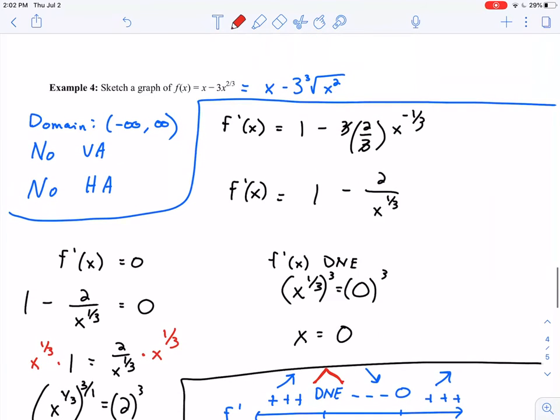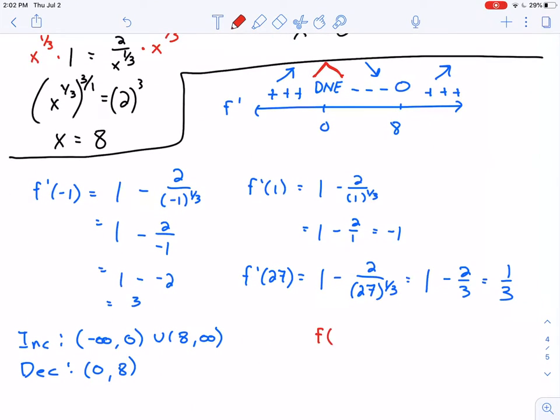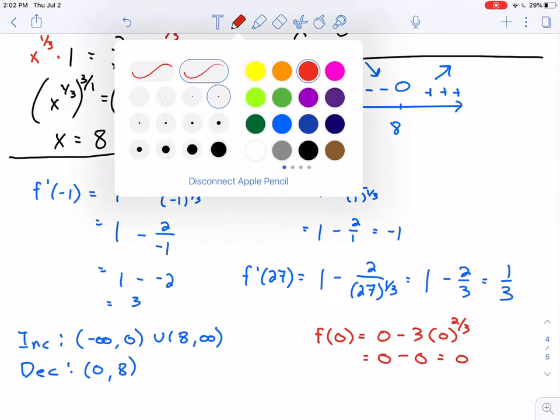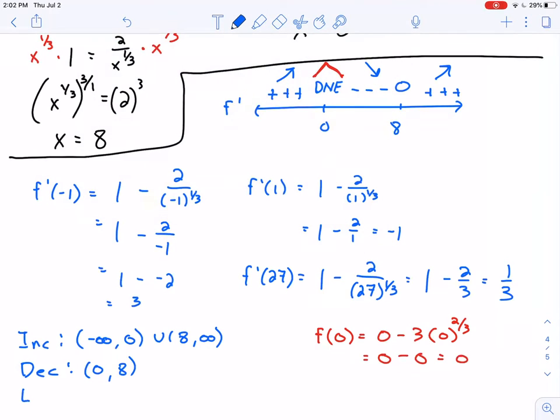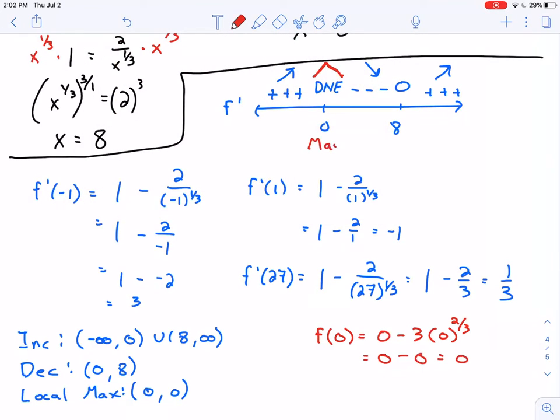So I'm going to plug 0 into my original function in order to find the y value. So that is x minus 3. So let's see. F of 0, this is 0 minus 3 times 0 to the 2/3. Here I'll have 0 minus 0, which is 0. So I have a local max at 0, 0. So this point right here, again, just to reiterate, even though the derivative does not exist there, we're going to have some sort of maximum occurring.